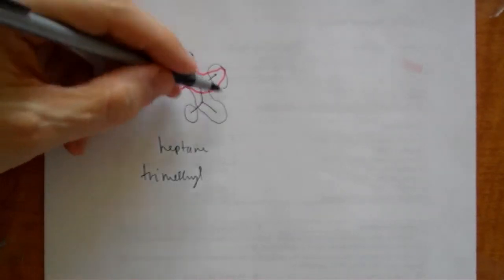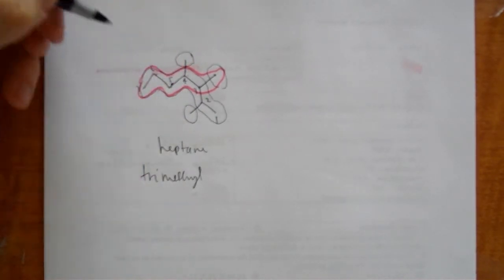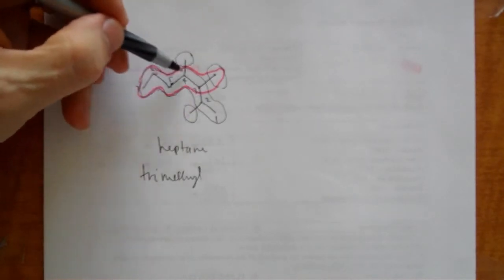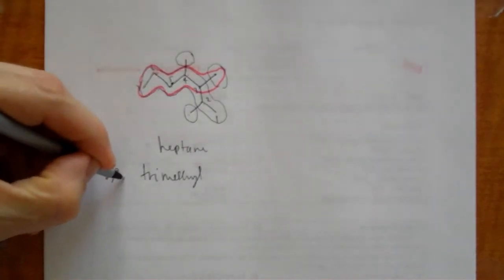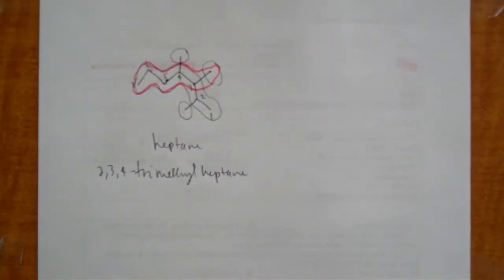So I can see that everything's closer to this end, so I'm going to start here. 1, 2, 3, 4, 5, 6, 7. So it looks like I've got a methyl on the 2, one on the 3, and one on the 4. So it's 2, 3, 4-trimethyl. Finally, tape everything together. Trimethyl heptane. Okay? And then the final issue in lesson 5 is cycloalkanes.